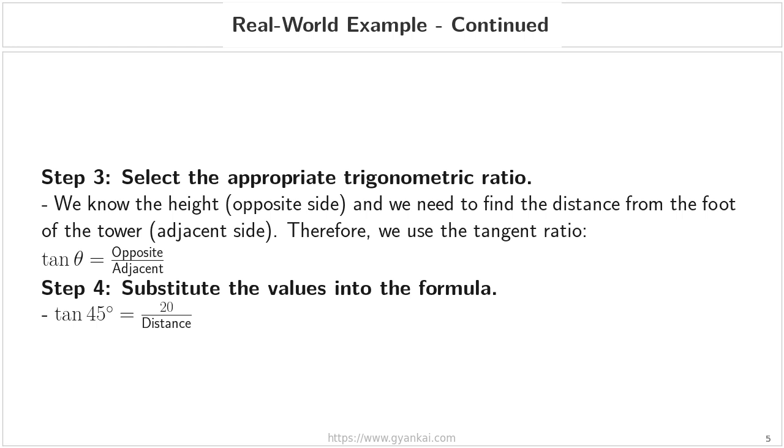Moving on to step 4, we simply substitute the specific values from our scenario into this formula. We replace theta with our angle of 45 degrees, and we replace the opposite side with our known height of 20 meters. This gives us the equation: tangent of 45 degrees equals 20 divided by the distance. In the next slide, we will see how we use the value of tangent of 45 degrees to find our final answer.